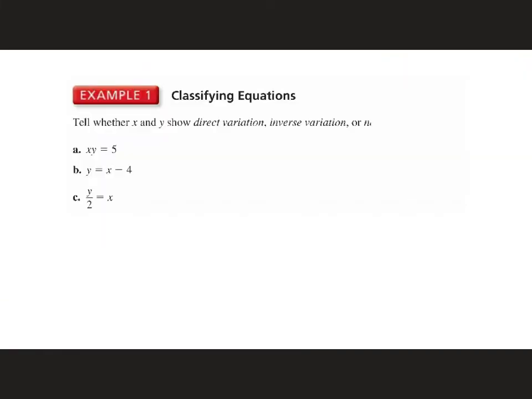So example 1, we need to determine if they have direct variation, inverse variation, or neither. This got cut off, but it should say neither. So we want to solve all of these equations for y, and see if we get our equation to look like y is equal to a over x, because this would mean we have inverse variation, or if we get our equation to look like y is equal to a times x, because this would be direct variation. If we can't get it to look like either of these, then it's going to be neither. So let's look at example A.